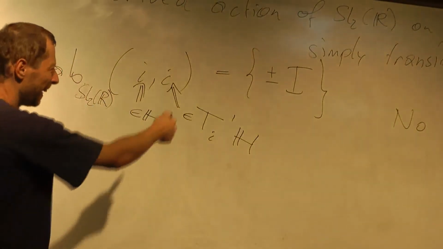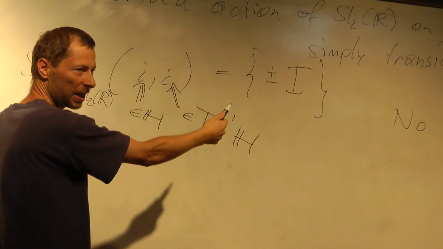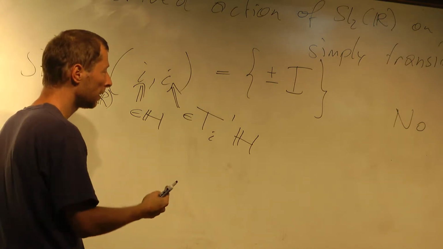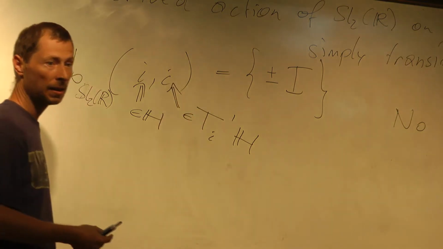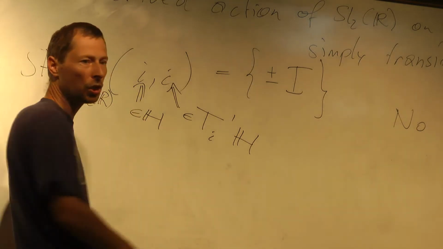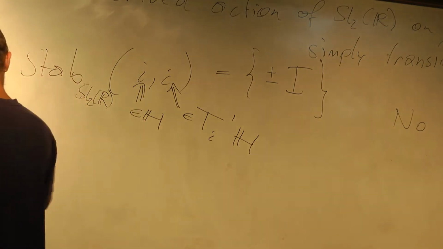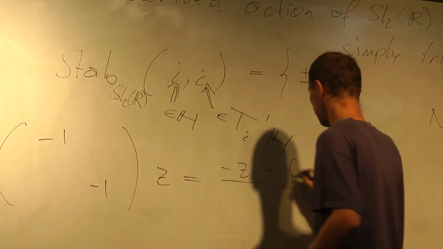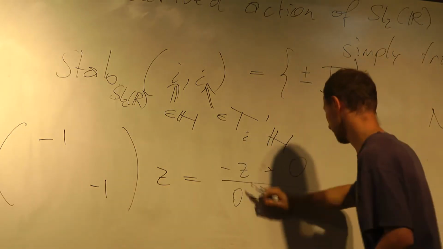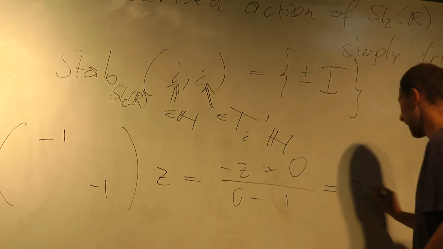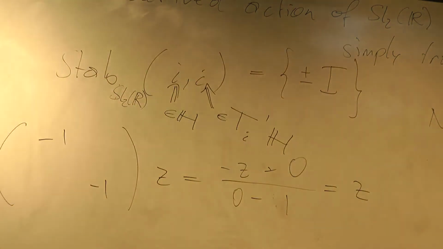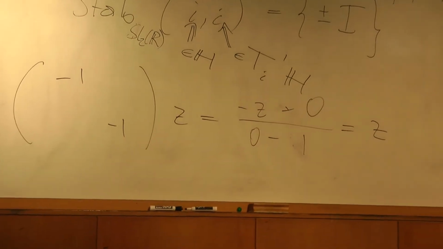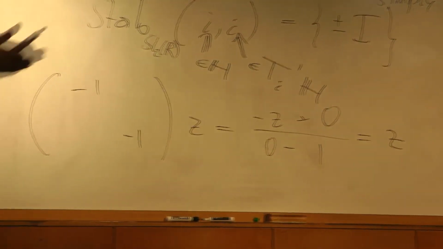But it's really not very far off now, right? It's just 2 points of the group that act trivially instead of 1. And luckily, minus the identity doesn't just fix this point, it actually fixes every point. Minus the identity is -1, -1. When this acts on Z, it becomes minus Z plus 0 over 0 minus Z minus 1, that's called Z. So minus the identity fixes every point on the hyperbolic plane and every tangent vector, because when the action is the trivial action, then the derivative action is also the trivial derivative action.